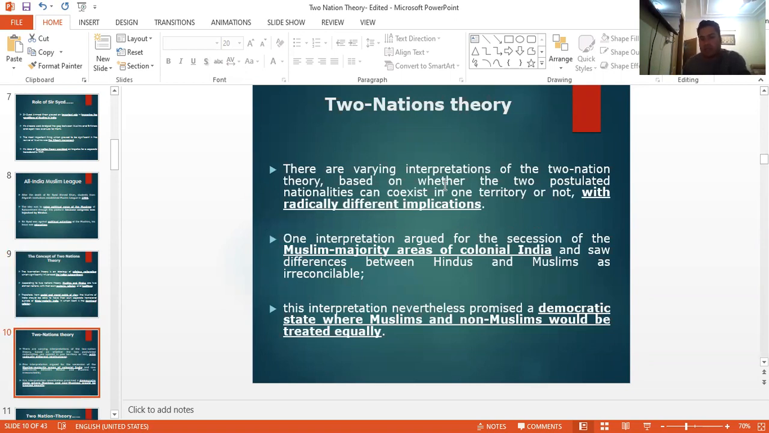There are varying interpretations of the two nation theory based on whether the two postulated nationalities can coexist in one territory or not, with radically different implications. One interpretation argued for the secession of Muslim majority areas of colonial India and saw differences between Hindus and Muslims as irreconcilable. So ultimately the idea was that the Muslim majority areas must be separated from colonial India. And this interpretation, nevertheless, promised a democratic state where Muslims and non-Muslims would be treated equally.